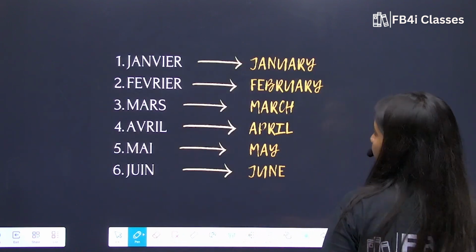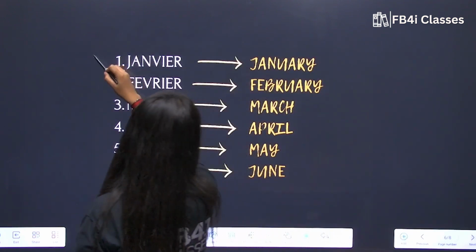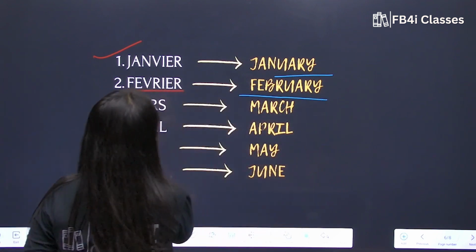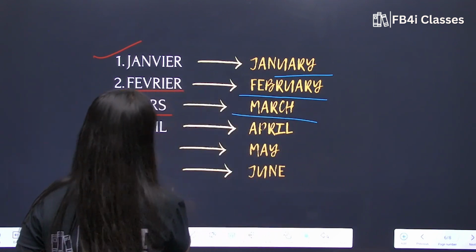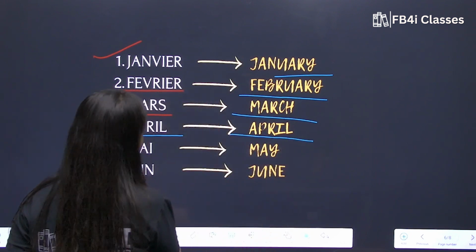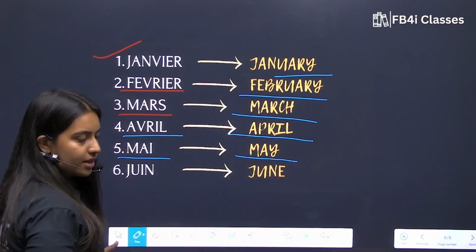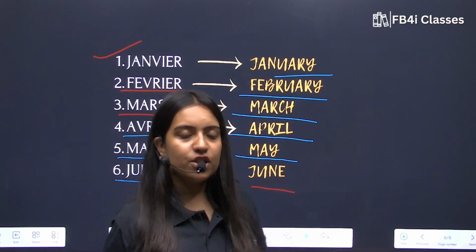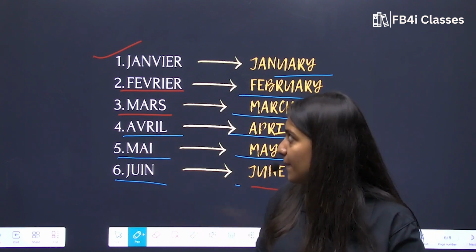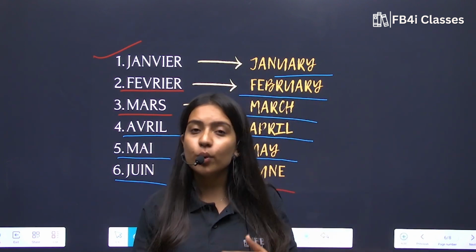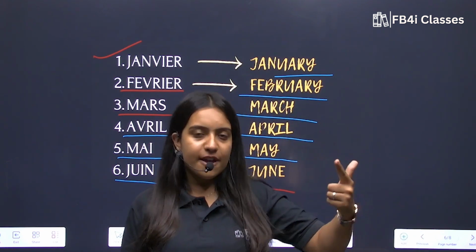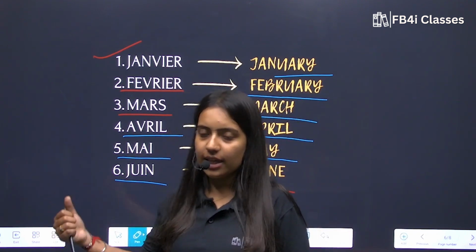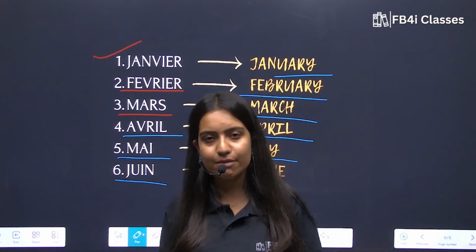The first one, janvier, which means January. Février, February. Mars, March. Avril, April. May is May, same pronunciation. Juin is June. You have different pronunciations for all the months except May. Let's go about it again. Let's do a relay. Janvier, Février, Mars, Avril, May and Juin. This is how you pronounce the first 6 months of the year.